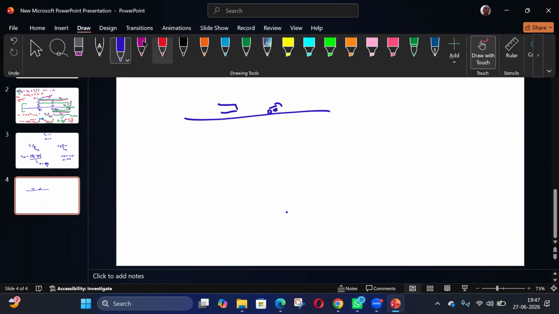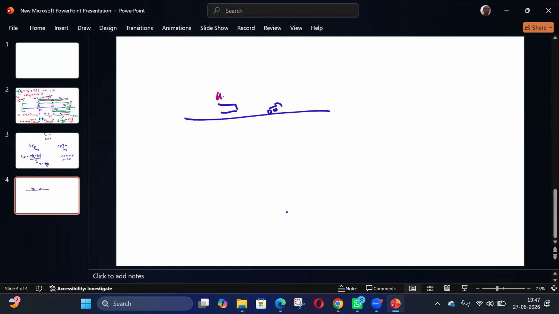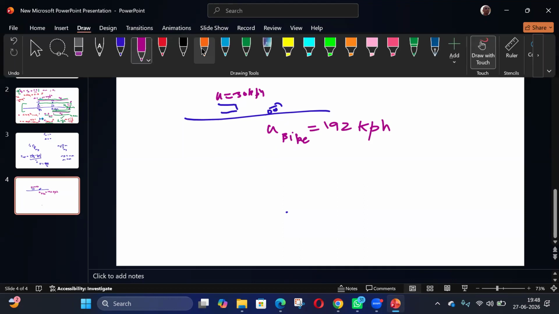The police van is moving on a highway with a speed of 30 kilometers per hour. And the speed of the thief's car is 192 kilometers per hour. And the muzzle speed of the bullet is 150 meters per second.